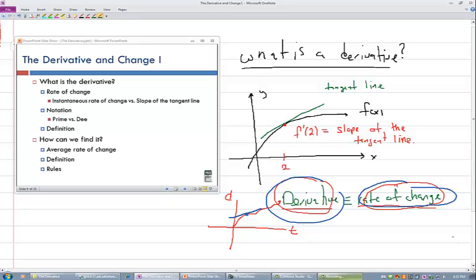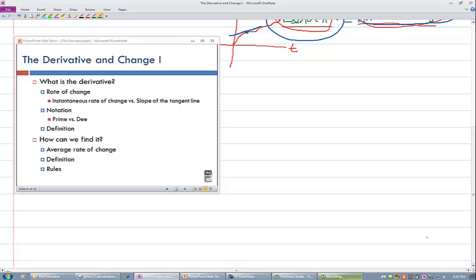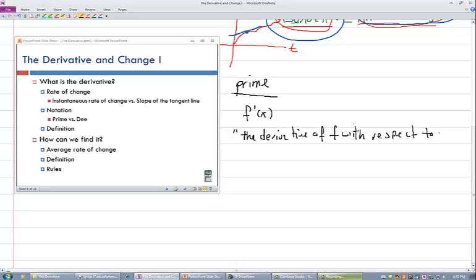Now there's some notation we have to be a little familiar with. There are two types of notation: prime notation and d notation. Let's look at the prime notation first, because I've already used that. If you give me a function f of x, we can talk about its derivative, f prime of x. This is said, the derivative of f with respect to x. And this is the prime notation.